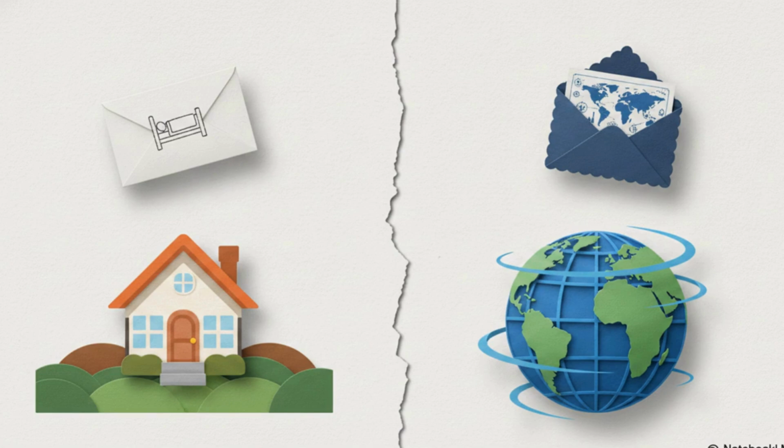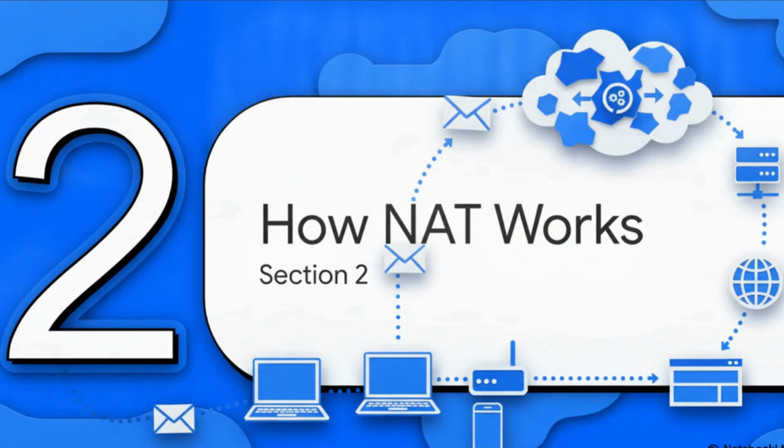If your laptop tried to ask a web server for data using its private IP, the internet wouldn't have a clue where to send the response back. It's kind of like trying to receive global mail by just writing bedroom 2 on the envelope. It doesn't work. On the other side, we have the public IP address. This is the globally unique, fully routable address your internet service provider assigns to your whole network. Because your private IPs literally cannot survive out there on the public web, a translator becomes absolutely necessary to bridge that gap. Section 2, how NAT actually works.